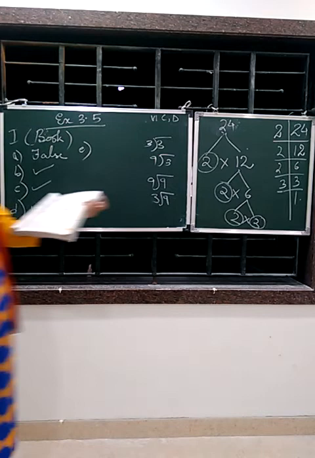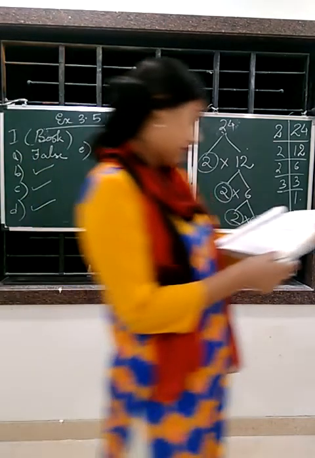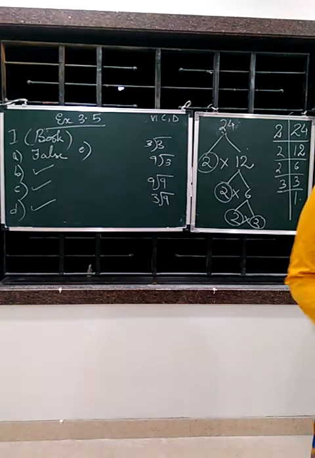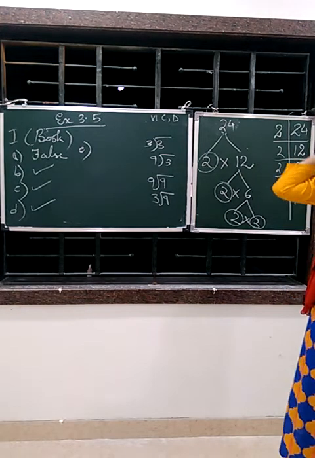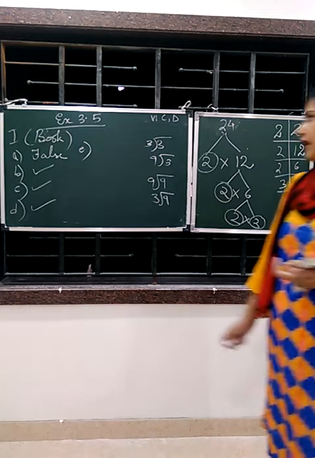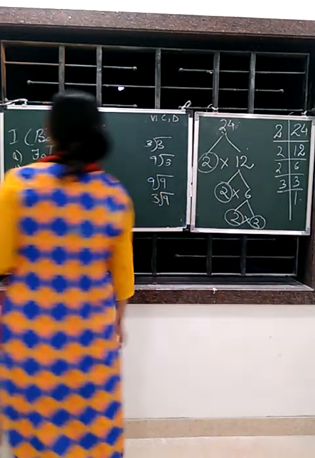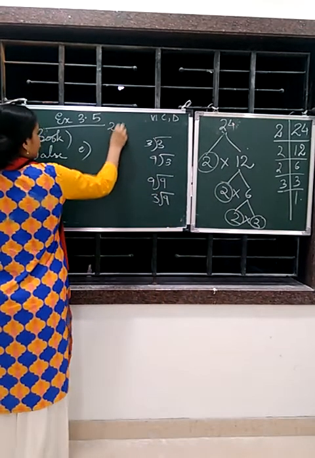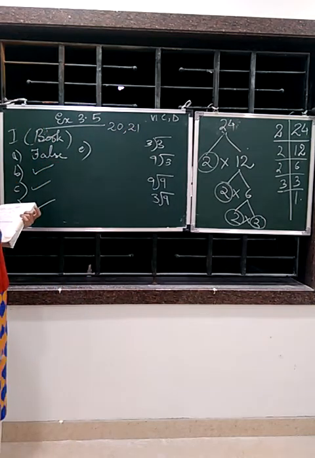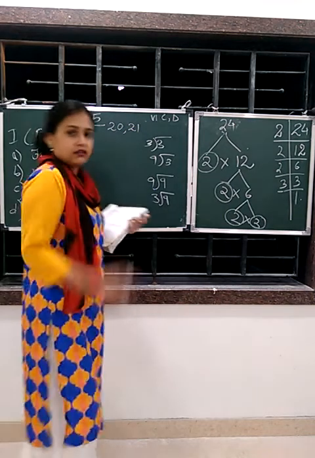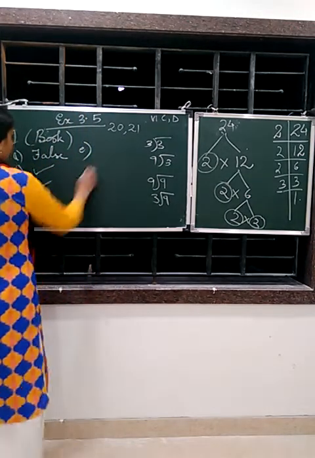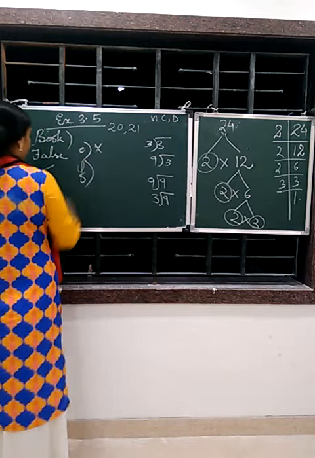Then if two numbers are co-prime, then at least one number must be prime. Let's take an example. If we talk about 20 and 21, both are co-prime because a common factor will be 1. But are both prime? No. So not necessarily, right? So answer is what? False.